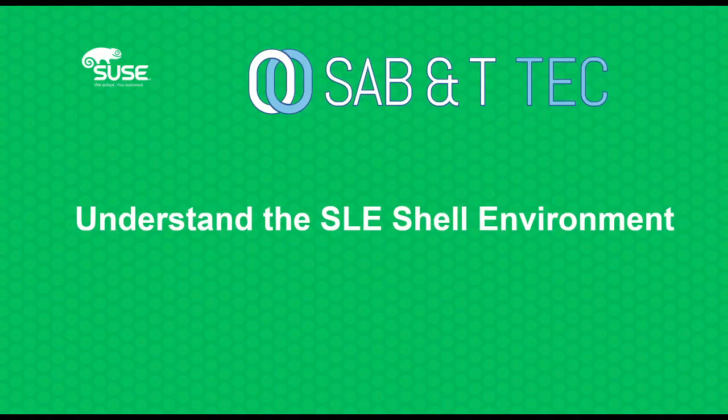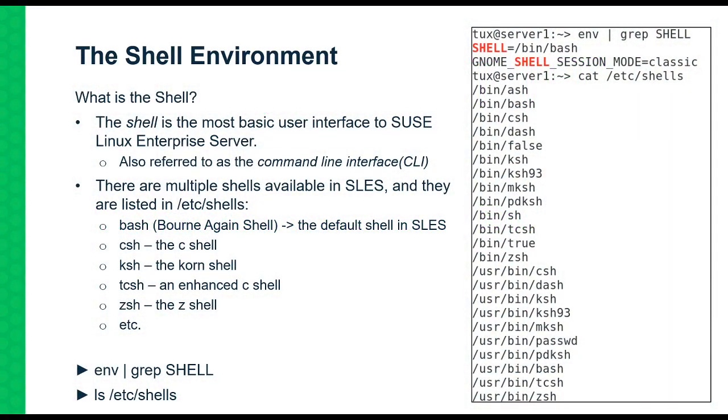Our next topic is the shell environment. What is the shell environment? The shell environment is the most basic user interface to the SUSE Linux Enterprise Server. It's also referred to as the command line interface, called the CLI. There are multiple shells available in SLES, and they are listed in our /etc/shells file. Now the default shell for SLES is the bash.